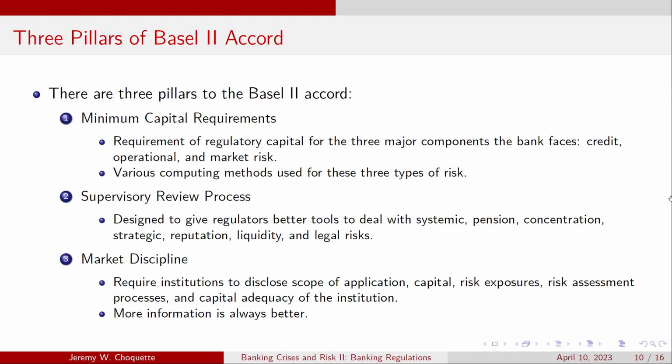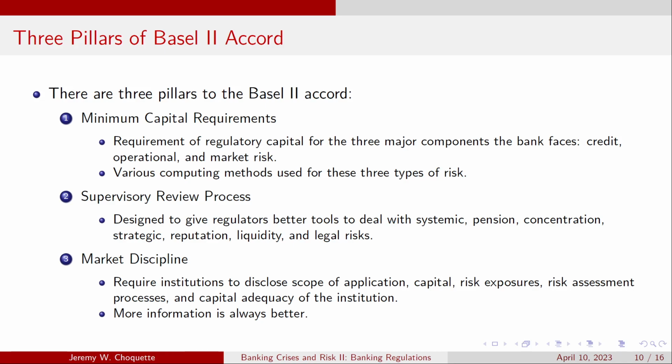And there are 3 pillars of the Basel II Accord. The first one is minimum capital requirements. So this is the requirement of regulatory capital for the 3 major components of risk that the bank will face, which is credit, operational, and market risk. And there are various computing methods used for these 3 types of risk, which we've actually talked about a little bit in the previous lecture with probability of default models, all that fun stuff.